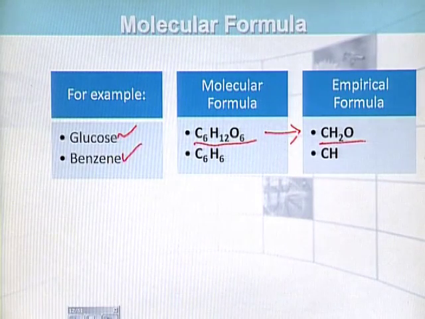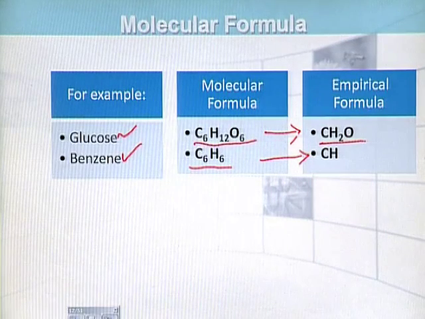Next molecule is benzene. Benzene has a molecular formula of C6H6. It tells us that there are 6 atoms of carbon and 6 atoms of hydrogen in single molecule of benzene. And the simplest ratio or the simple version of this formula is CH, which is empirical formula. Empirical formulas are simple ones. It gives us the simple ratio between the constituent elements, whereas the molecular formulas are based on the exact number of atoms in a molecule.